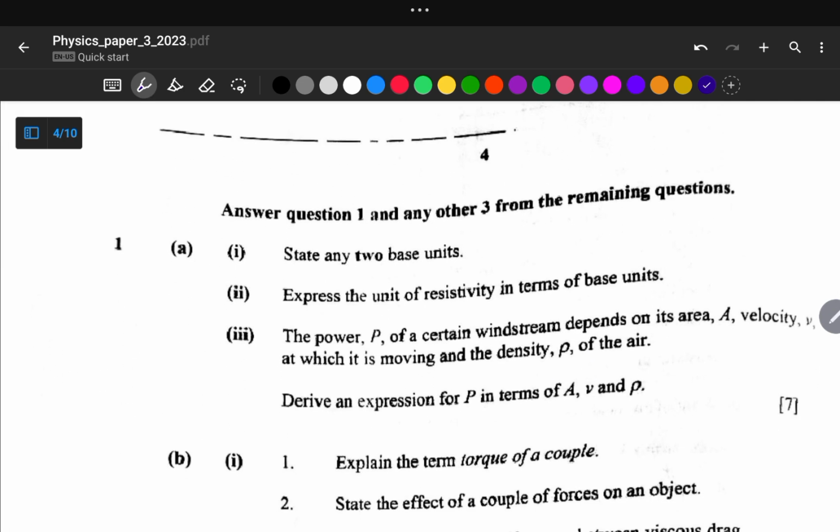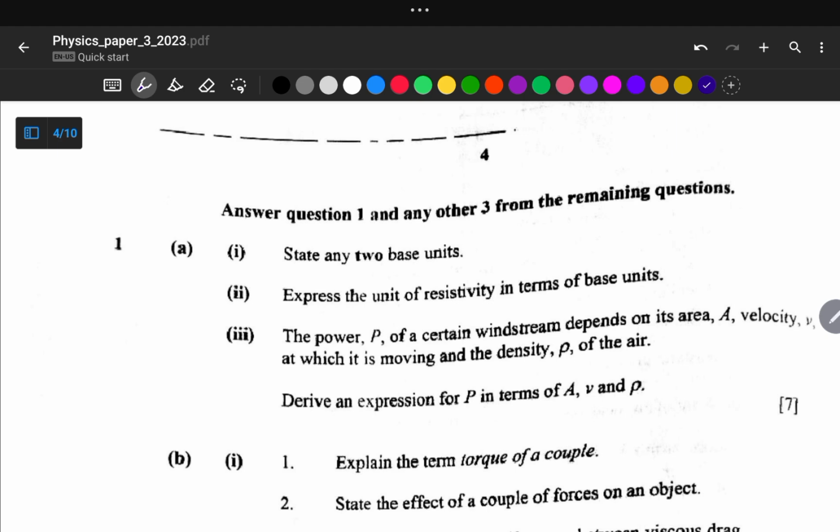So number 1 says state 2 base units. So we are required to state 2 base units. The first thing we need to do is to define what base units are. Base units are units that are independent of other units. So we have base units and we have derived units. Base units are independent of other units, and we have 7 of them. We have meters, kelvins, mole, candela, amps, seconds, and also kilograms. Okay, so these are the 7 base units.